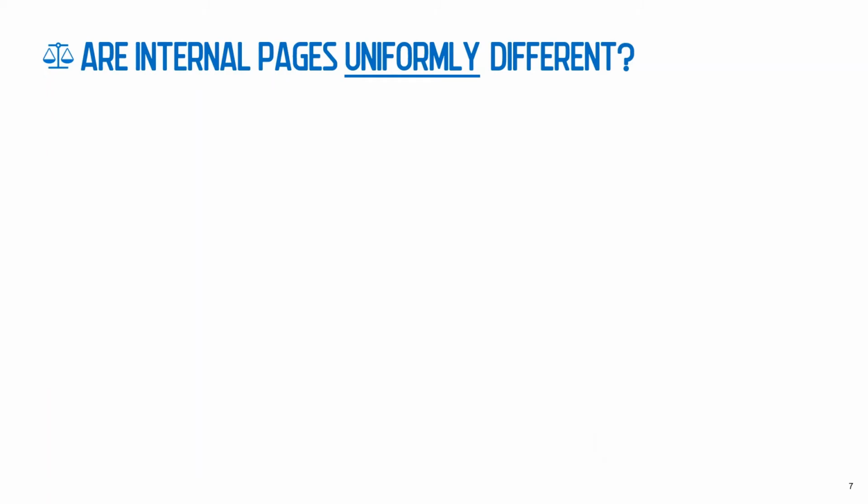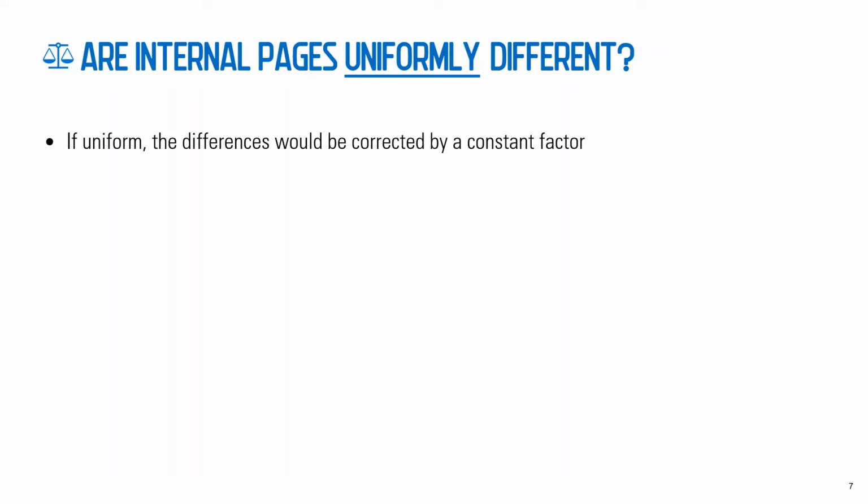Now I talk about our actual findings. The first question we ask here is, are internal pages uniformly different? If they are uniformly different from landing pages, then the differences between internal and landing pages can be corrected by a constant factor, and we don't actually have to measure the internal pages.